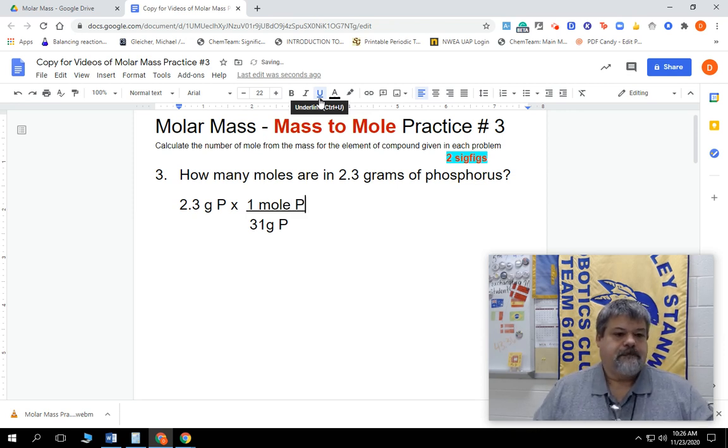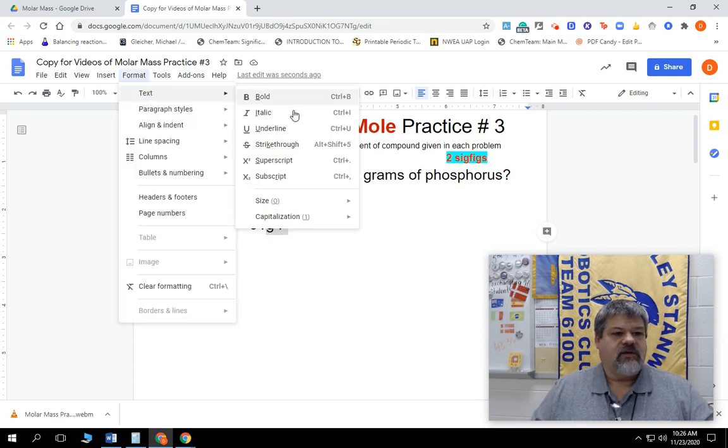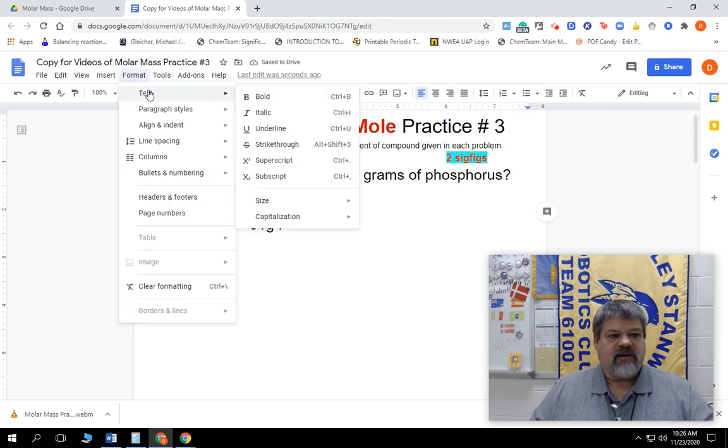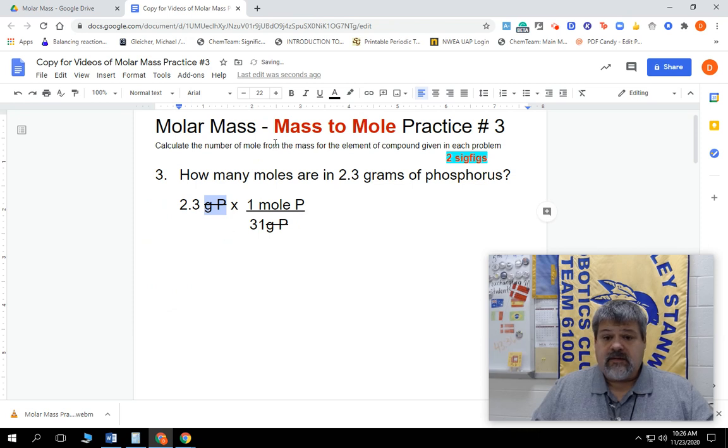of phosphorus. Now again, what can we get rid of? And that's the big thing. Well, I have grams of phosphorus up here, so I can get rid of grams of phosphorus down there. So we're going to go ahead and we're just going to strike through that and get rid of it. Because again, if we do not get rid of it, it needs to be in our answer. And if it's in our answer, it's going to be wrong. So, and we have to cancel out everything.